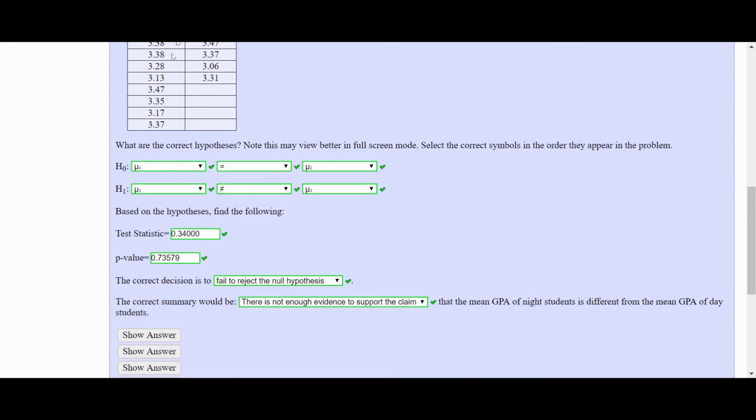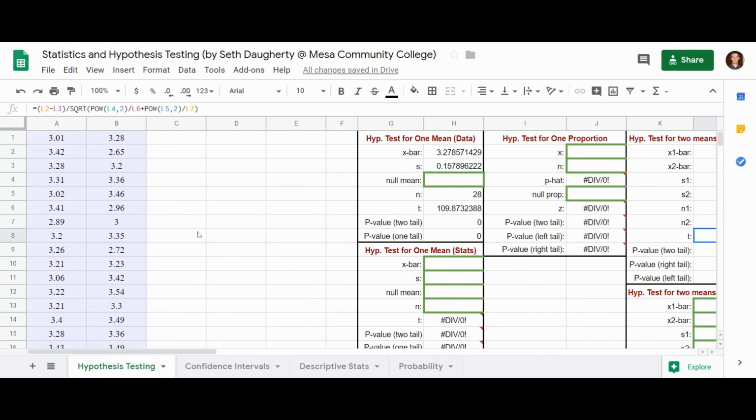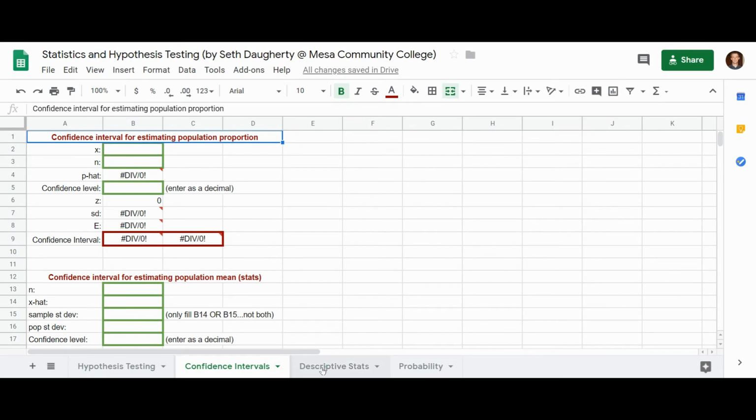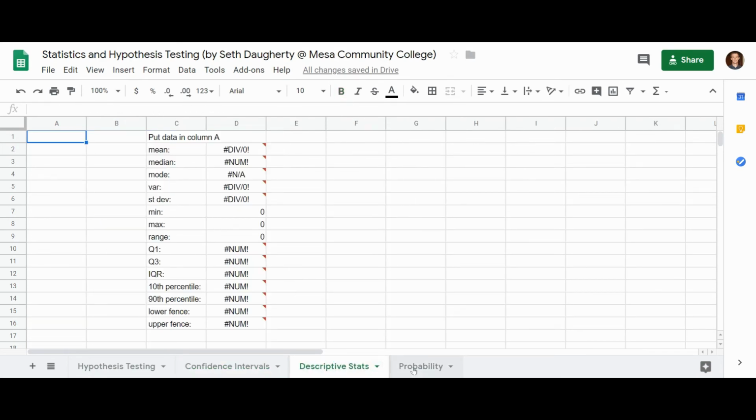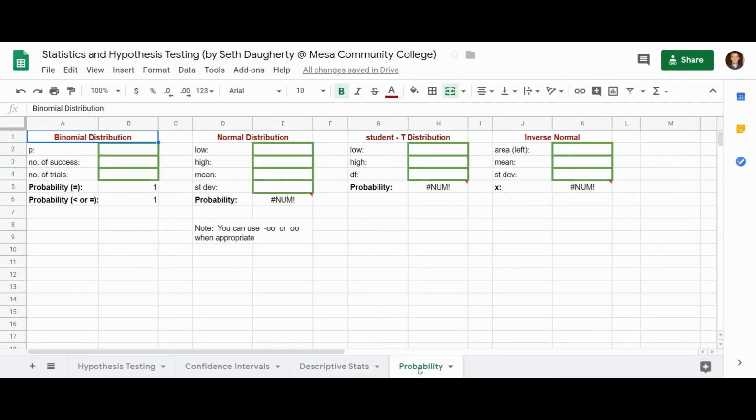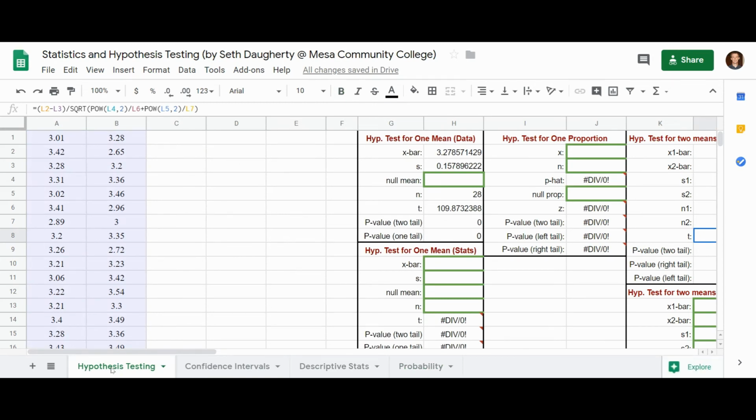So that is another example of how you can copy and paste a data set into this Google Sheet. And remember, you can, if you want, toy around with some of these other tabs. The confidence interval tab could be useful going forward. So could the descriptive stats tab. And there are even some probability calculations that it can do for you here as well. But this video and the one that I posted just above this video was about how to conduct hypothesis tests using two means or two sample proportions.